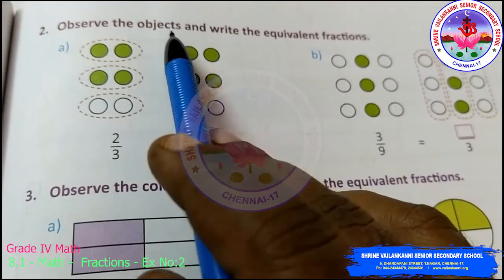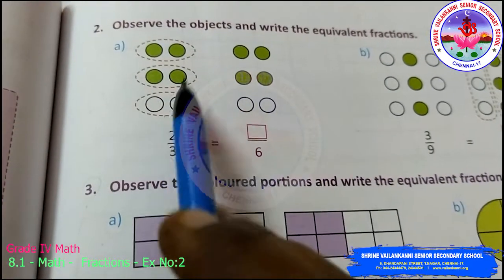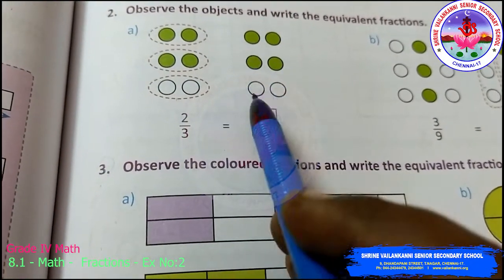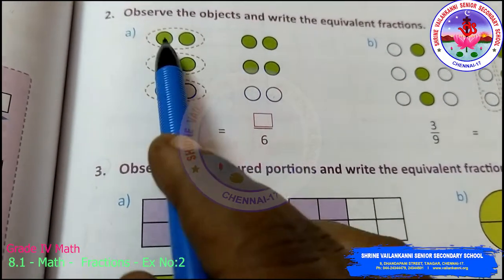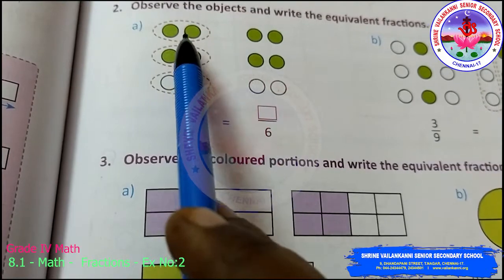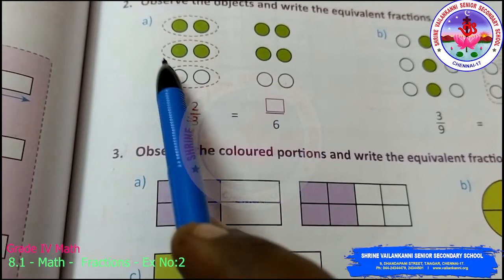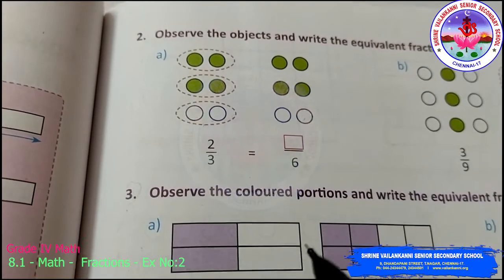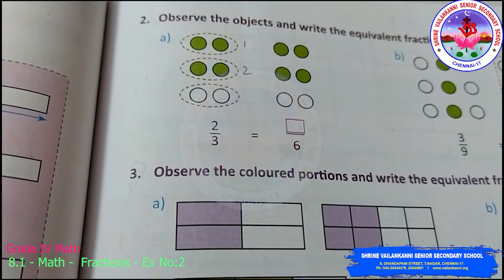Observe the objects and write the equivalent fractions. Here, if you see, 1, 2, 3, 4, 5, 6. Here also 6. Here 4 circles are shaded, here also 4 circles are shaded. You can see the dotted circles, no? These dotted circles represent the number of parts: first part, second part and third part.